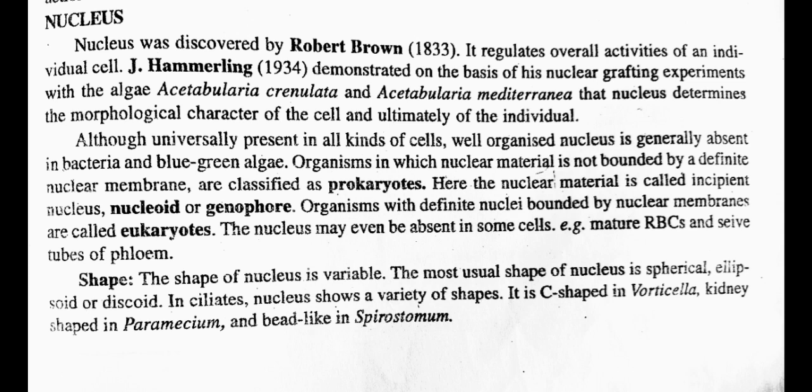Although universally present in all kinds of cells, it means nucleus is present in all cells, a well organized nucleus is generally absent in the case of bacteria, and you know that bacteria are prokaryotic organisms. In the case of prokaryotic organisms, no organized nuclei are present. And in the case of blue-green algae, organisms in which nuclear material is not bounded by a definite nuclear membrane are classified as prokaryotes. Here the nuclear material is called incipient nucleus.